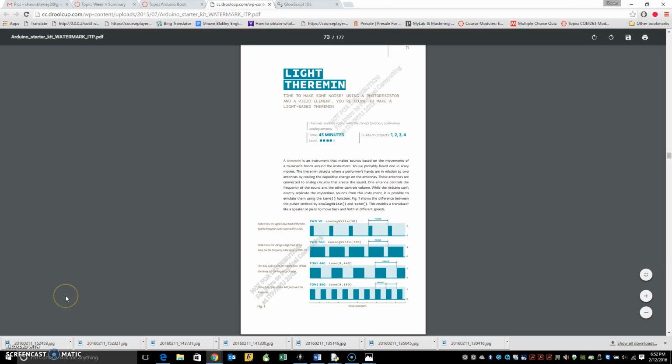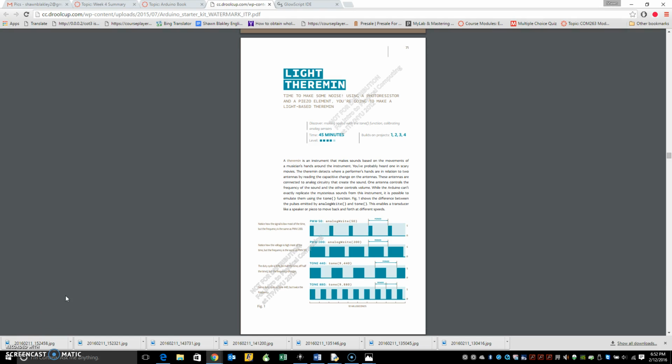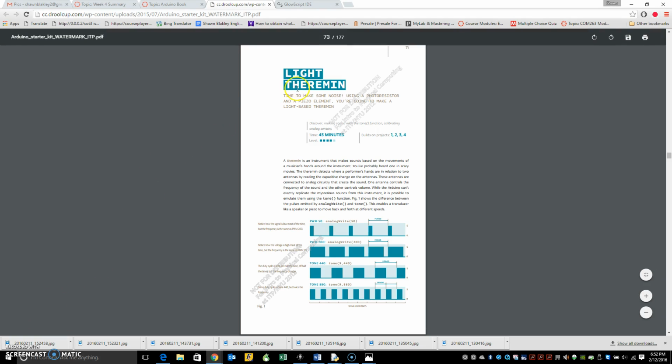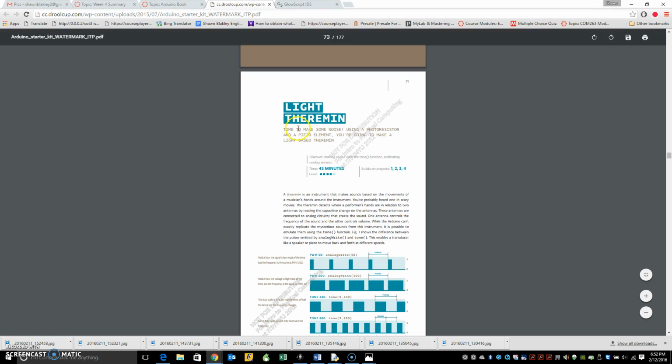So after that, we moved back into Arduino boards, and we were assigned the light theremin to build. And this was a really cool project. So we have a picture of it here.